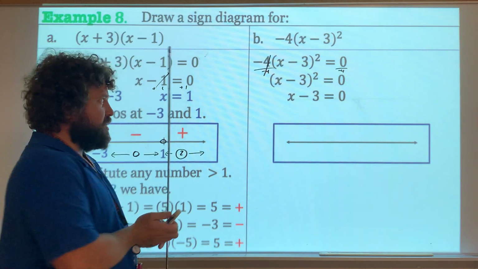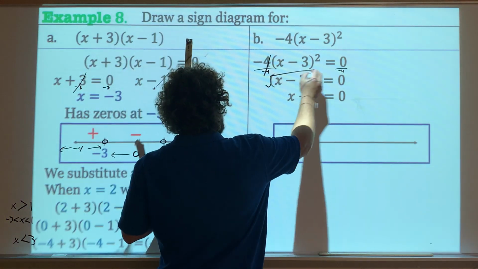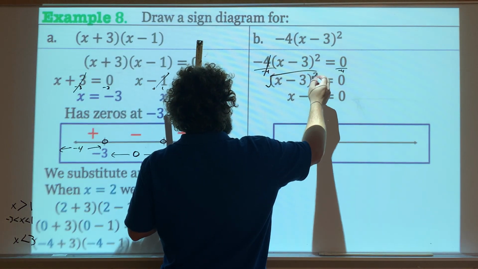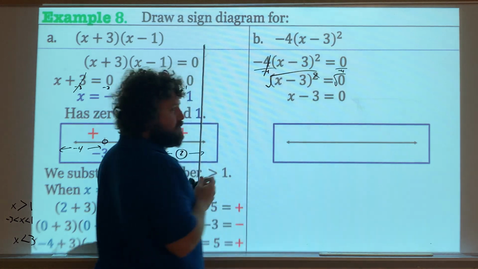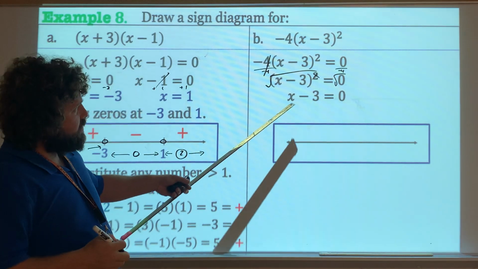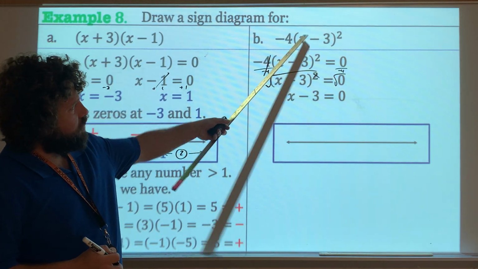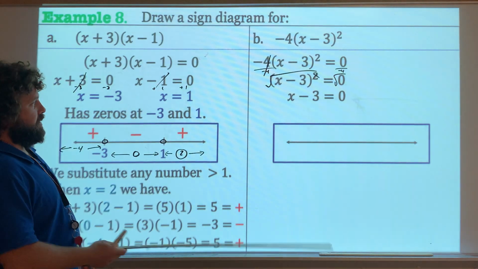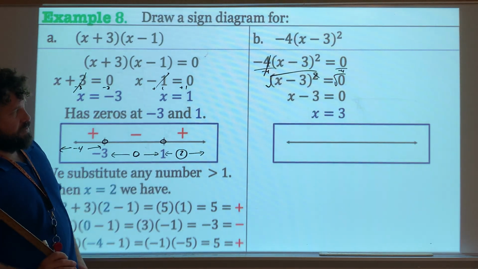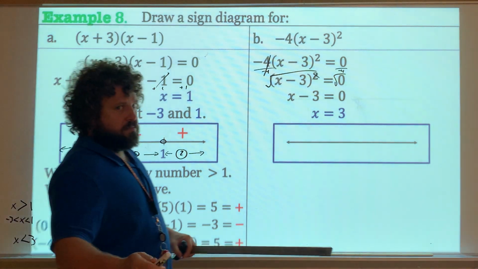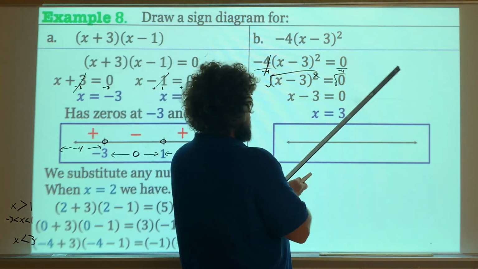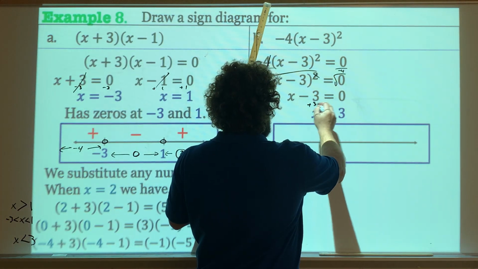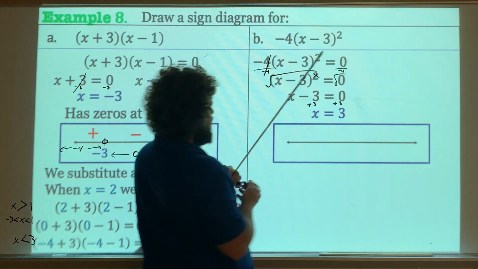x minus 3 equals 0. Why do I do that? Well, if I take the square root of x minus 3 squared, the square root goes away, and the square root of 0 is still 0. So whenever x minus 3 equals 0, this whole thing equals 0. So add 3 to both sides. I don't know if I need to write all this down, but I'm assuming one person may not get it. And you get x equals 3.